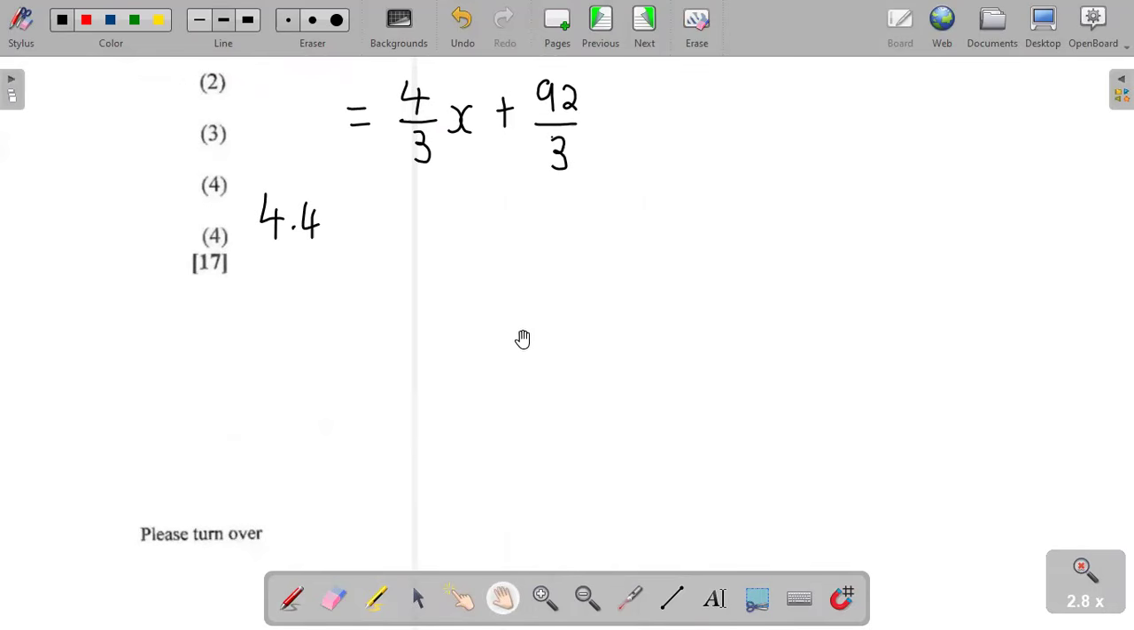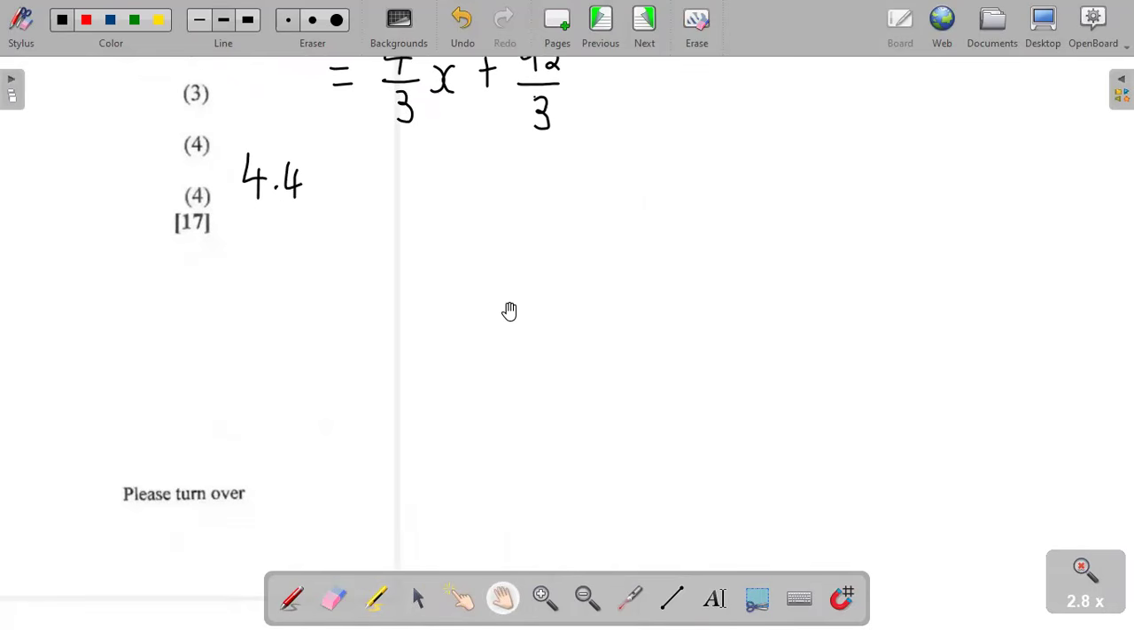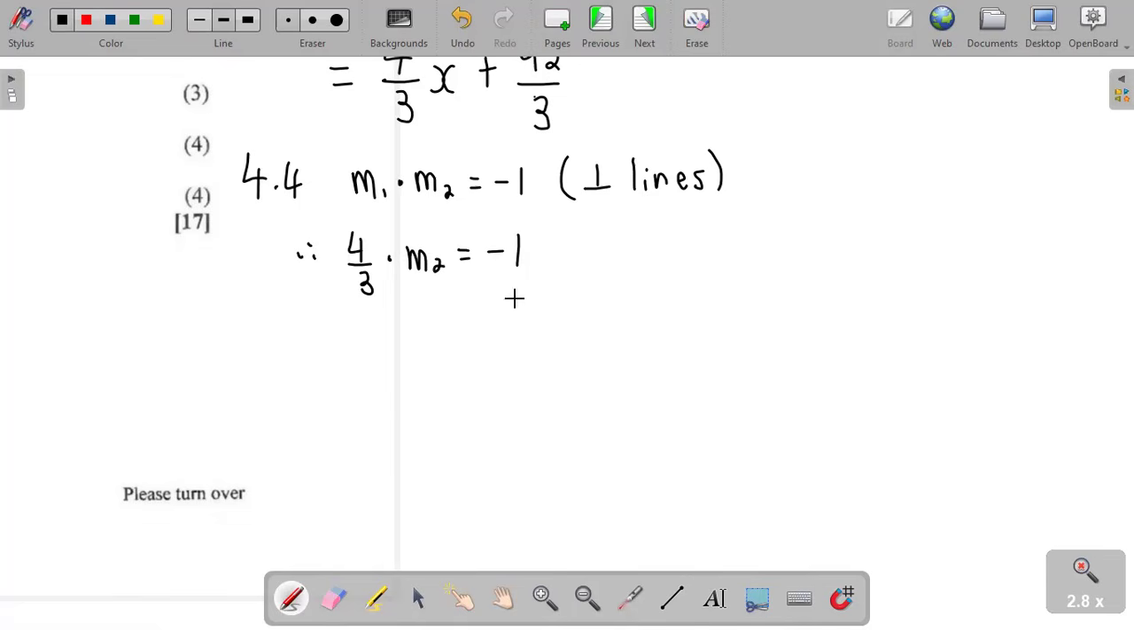So here we can say M1 multiplied by M2 equals negative 1, okay? Perpendicular lines. So therefore, 4 over 3 times M2 will be equal to negative 1. So therefore, M2 will be equal to negative 3 over 4.